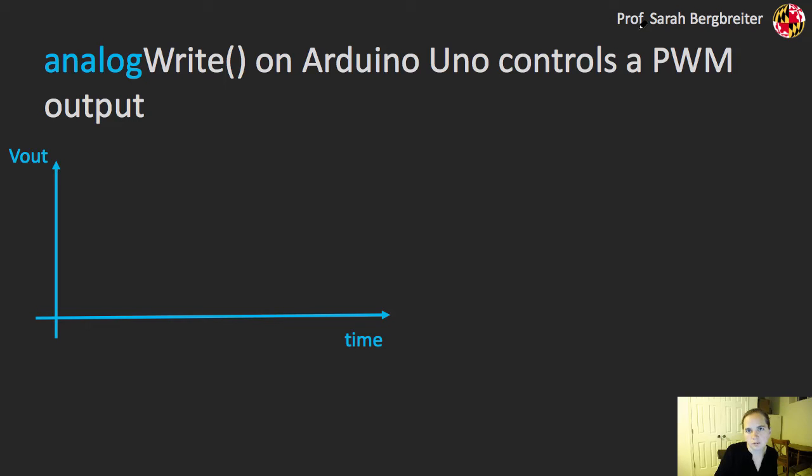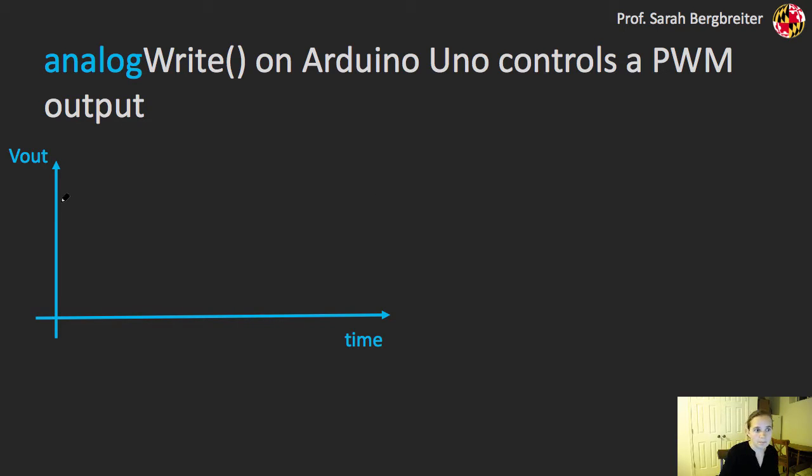Some microcontrollers actually contain real DACs on board, like the Arduino Due, for example. The Arduino Uno kind of makes up its own version of a digital to analog converter, and the analogWrite command that you've used in the past controls that particular output. But as you might remember, that output is driving a pulse width modulated, or PWM, signal.